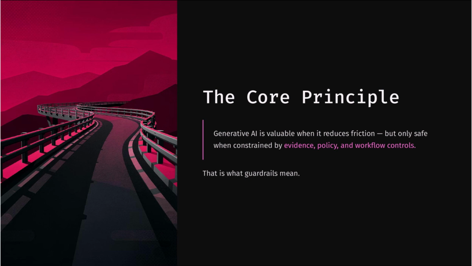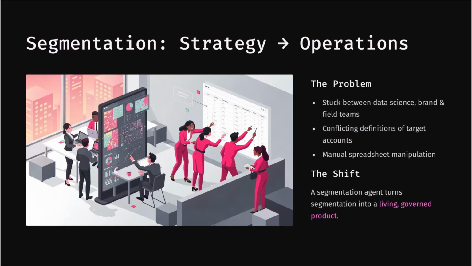In pharma commercial, generative AI is valuable when it reduces decision friction and production bottlenecks, but it is only safe when it is constrained by evidence, policy, and workflow controls. That is what guardrails mean. Now let's walk through the domain, starting with segmentation, because segmentation is where commercial strategy becomes operational reality.